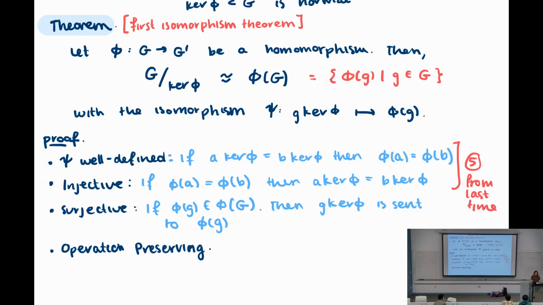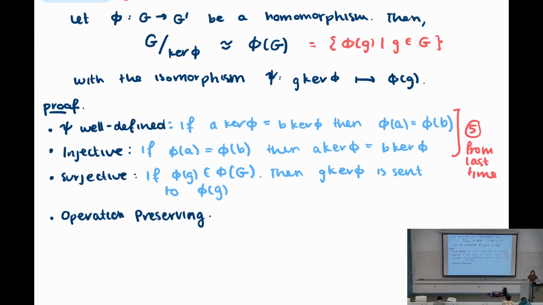So now let's check that this is operation preserving. So I'm going to apply my map psi to two elements of G mod kernel phi. So I'm going to do psi of A kernel phi times B kernel phi. Okay, and we want to show that this is equal to psi applied to each of these separately and then multiplied, right? So we want to show that it's equal to this.